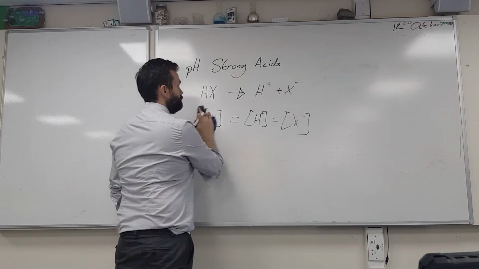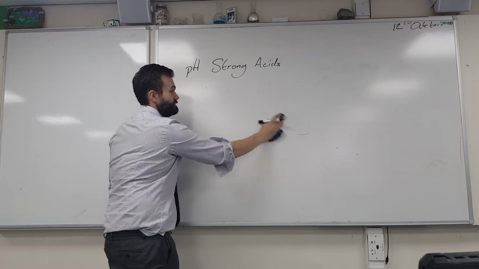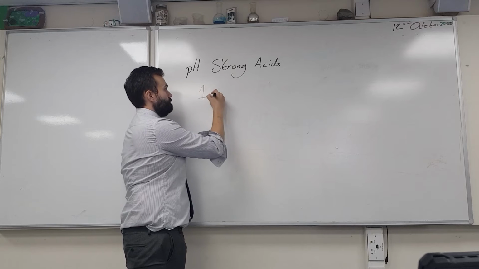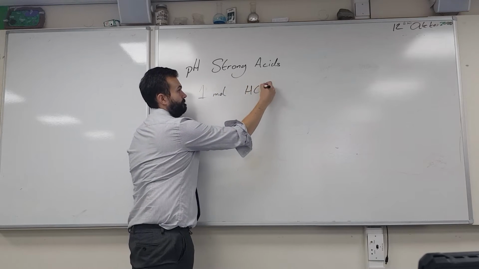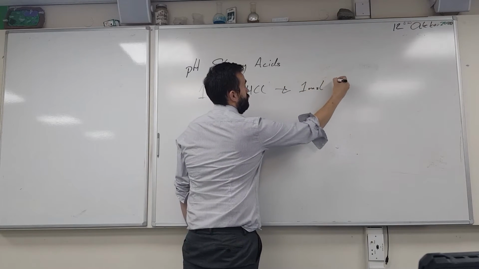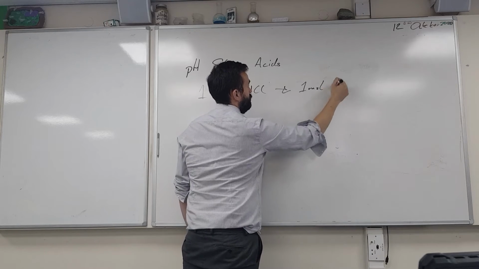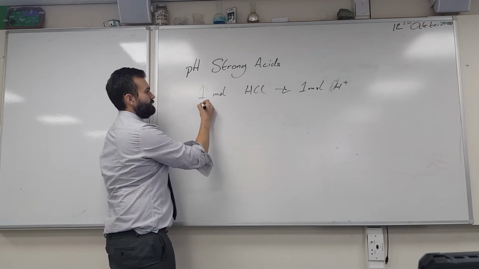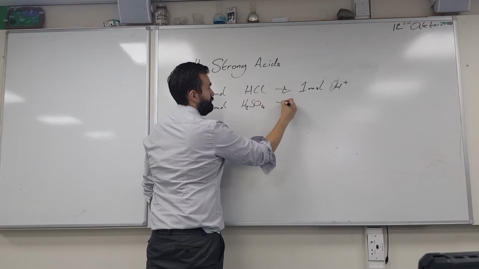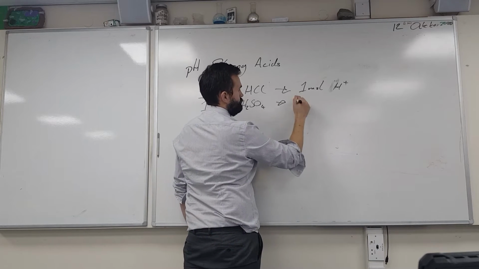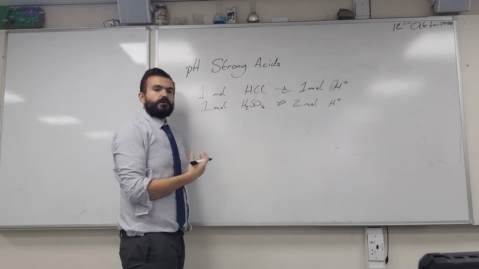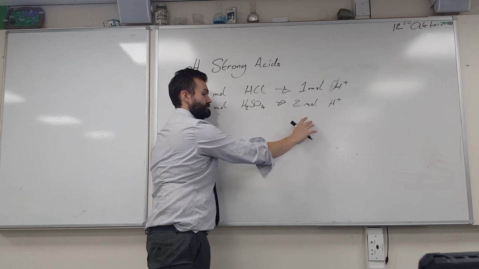The first thing we need to do when working out pHs is know how many protons there are. If we had 1 mole of HCl, when it's dissociated it would make 1 mole of H+. If we had 1 mole of H2SO4, that would make 2 moles of H+. It's really important that we realise that because a lot of people drop marks because they don't realise this.